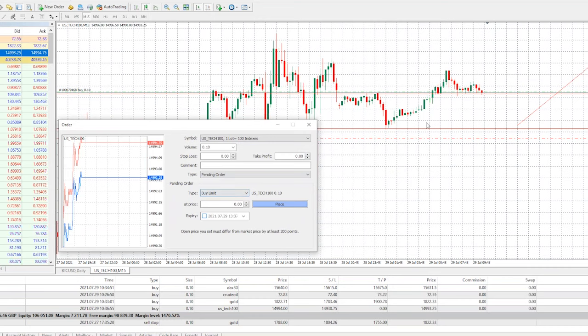If it comes down to this support level, I'll buy from, let's say, 14,955. Okay, 14,955, stop loss just below this support level then, at 14, let's say 930. Take profit, maybe at the high up here, 15,000.